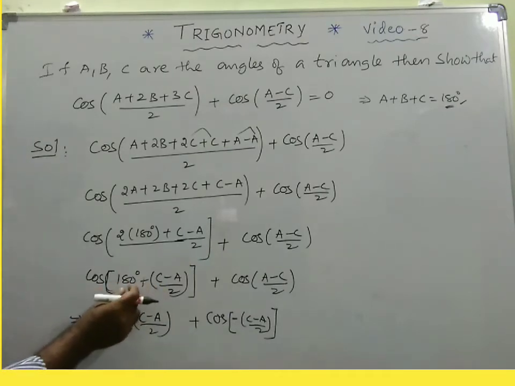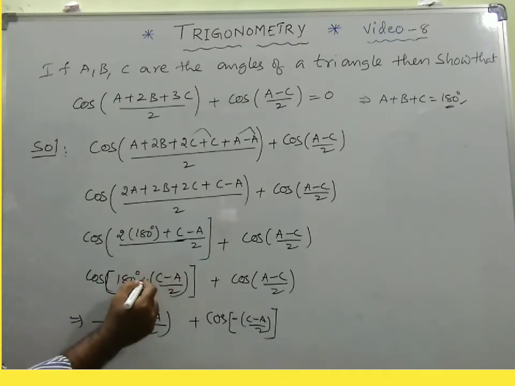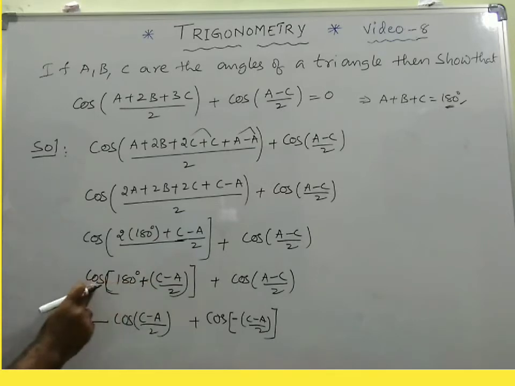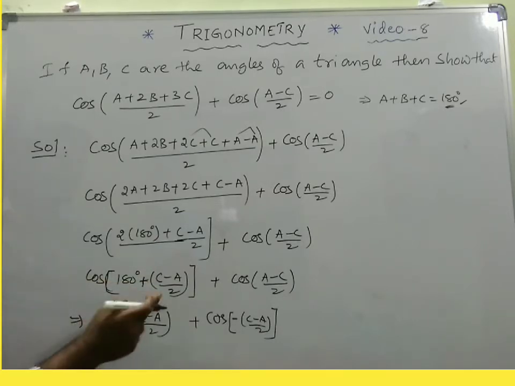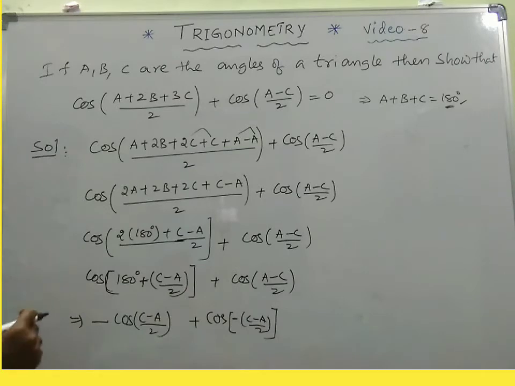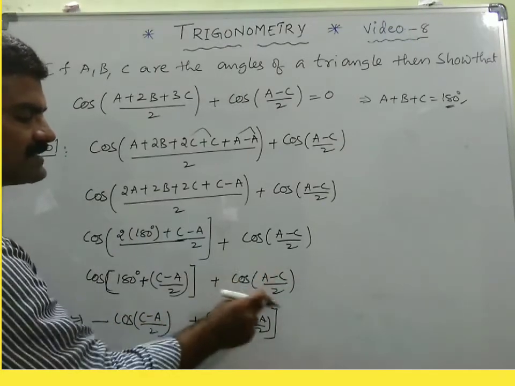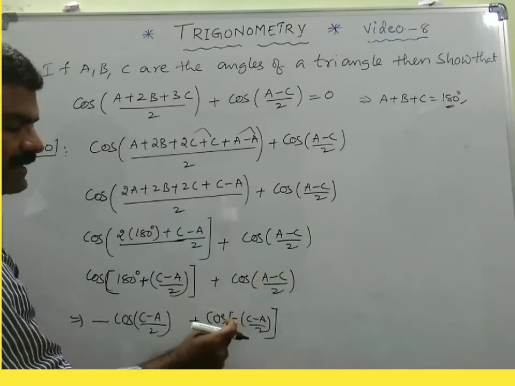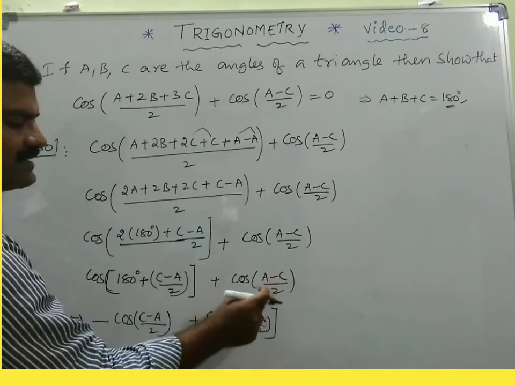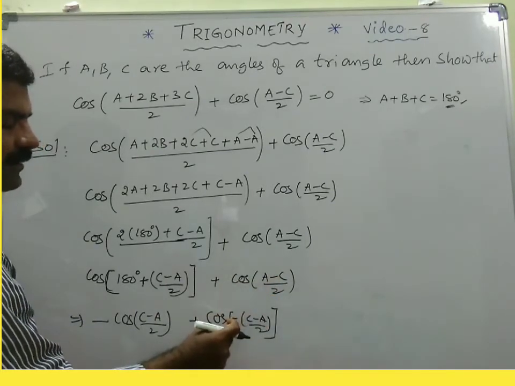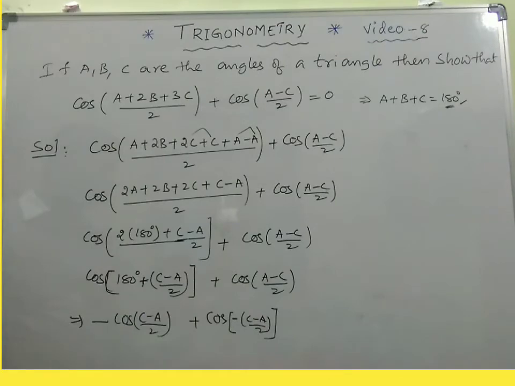Now it is just like 180 plus theta. So because of 180, cos is cos itself, and moreover 180 plus theta is the third quadrant. In the third quadrant, cos is negative. So finally this is equal to minus cos of (C minus A) by 2. See, here the angle is (C minus A) by 2, whereas here the angle is (A minus C) by 2. That's why I want to take minus common. Then (A minus C) by 2, after taking minus common, becomes (C minus A) by 2.